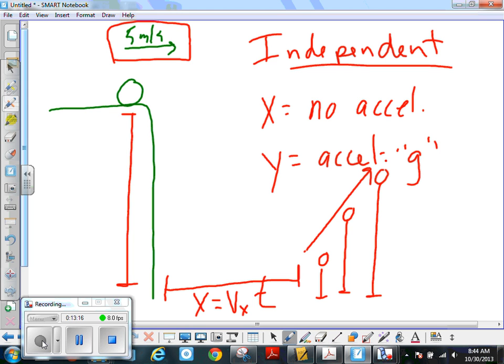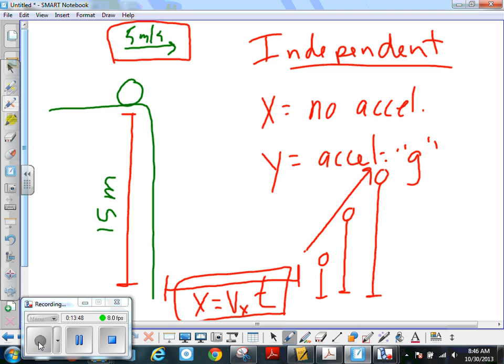So, when we do this problem right here, what we need to do is figure out how long it takes to fall with the y stuff, and then we can plug it into our formula, and we'll figure out how far away from the edge of the cliff it was. So, what we need to do then is figure out how long it takes to fall 15 meters.